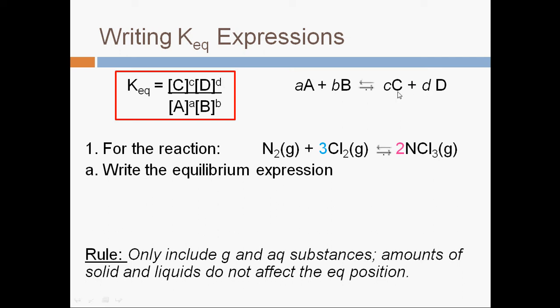Okay, so I do that for all of my products, and then I divide that by the same thing for all of my reactants. So the concentration of my first substance raised to the power of whatever the coefficient is, times the concentration of my next substance raised to its coefficient, and so on.